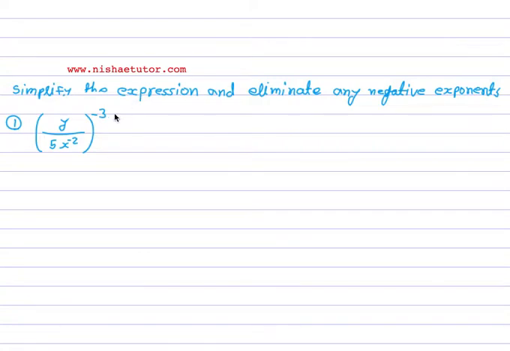Today I am telling you how to solve exponent questions. Here it says simplify the expression and eliminate any negative exponents. So here I took this question: (y upon 5 x to the power minus 2) whole to the power minus 3.